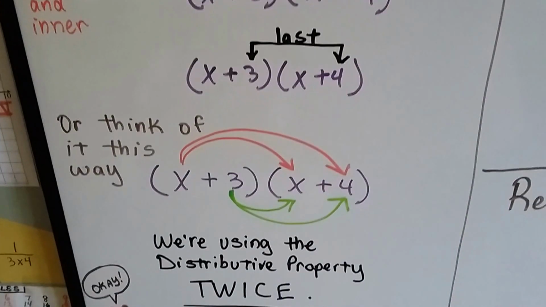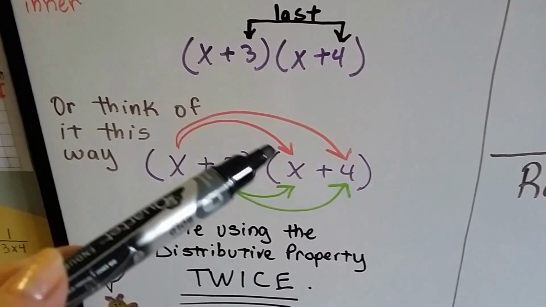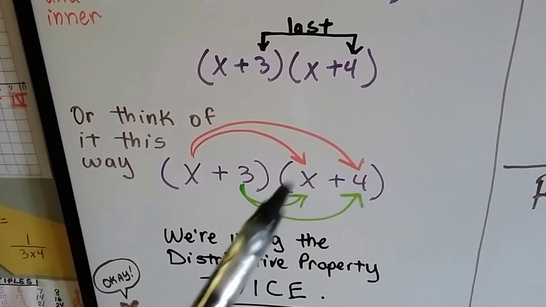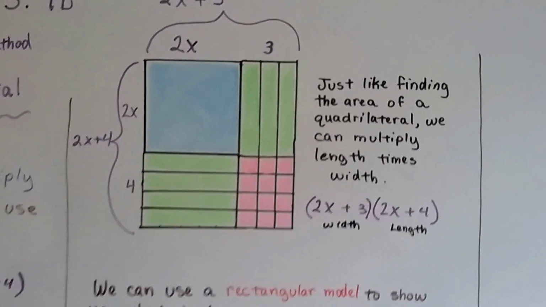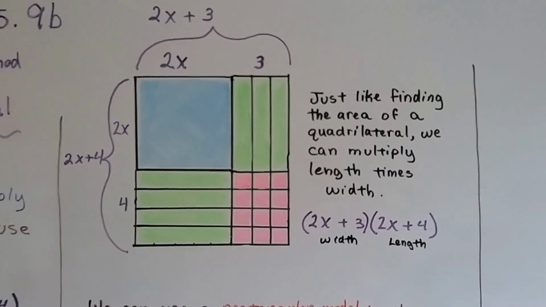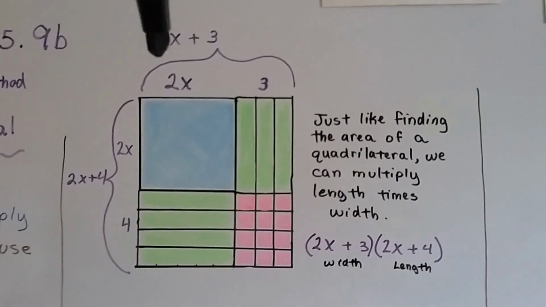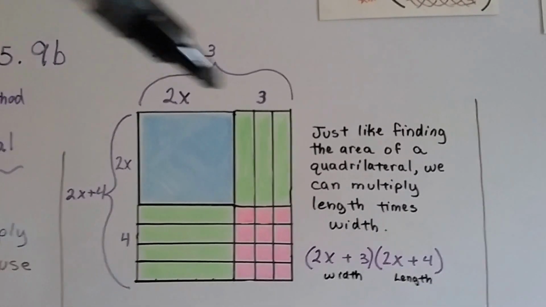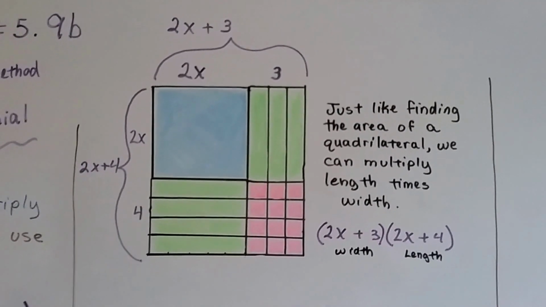You can also think of it as using the distributive property twice. We're going to distribute this x to that x and then to the 4. Then we're going to distribute the 3 to that x and to that 4. That's all we're doing, okay? We can look at it as like we're trying to find the area of a quadrilateral, where we multiply the length times the width. If we've got 2x plus 4 as our length and 2x plus 3 as our width, we could just do length times width.